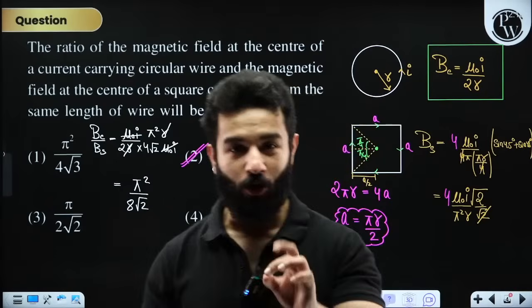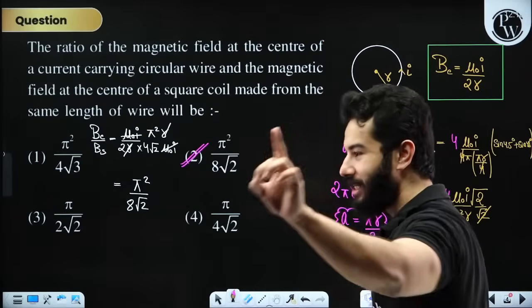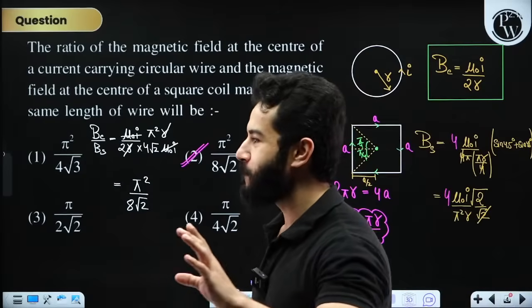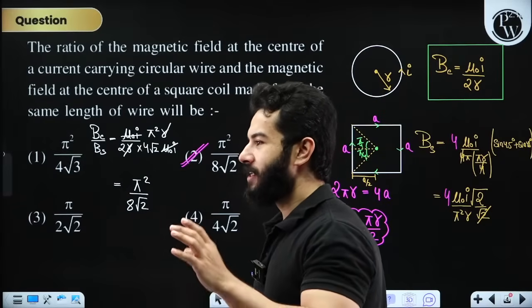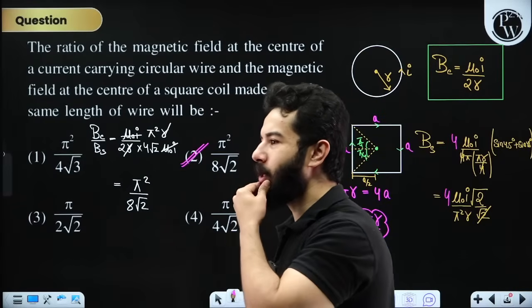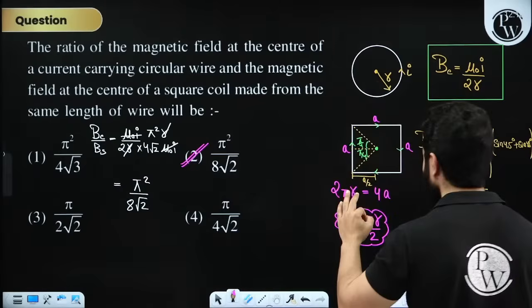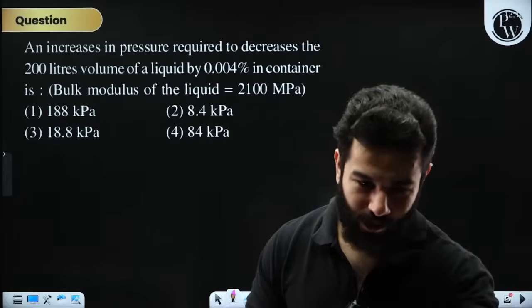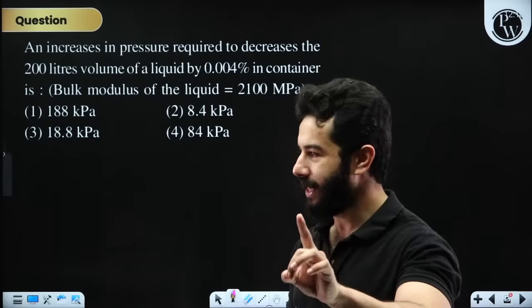Clear? Everything is sorted. Quickly write down in the chat box, crystal clear, and I'm moving on to the next question. Done? Clear? Any problem? Sorted. Moving on to the next question. Please let me know if you have any doubt. I'll go back to that question and clear your doubt.